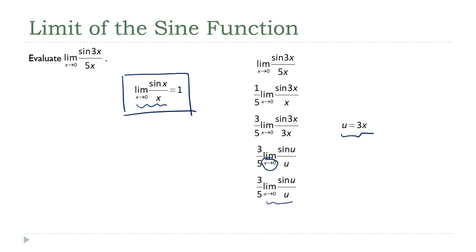What matters is it's the sine of something over something as that something approaches 0, and that is always going to be 1. So if we replace that limit with 1, this becomes just 3/5 times 1, which is 3/5, and that's our limit.